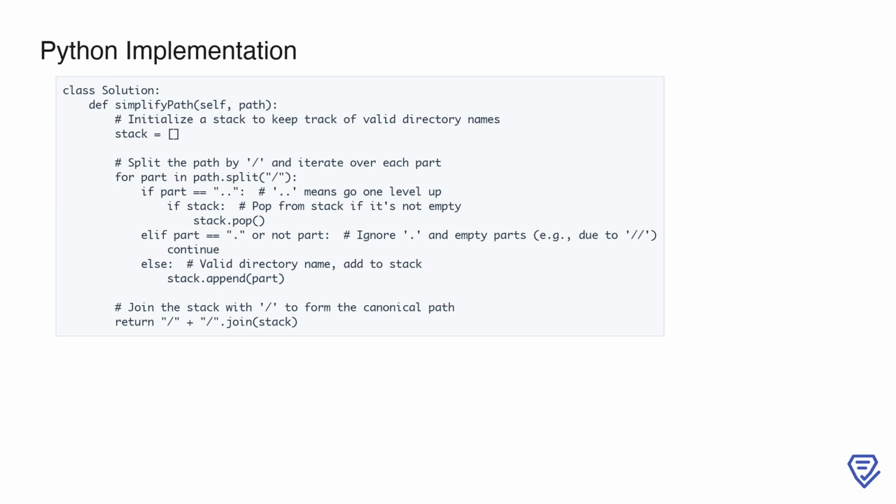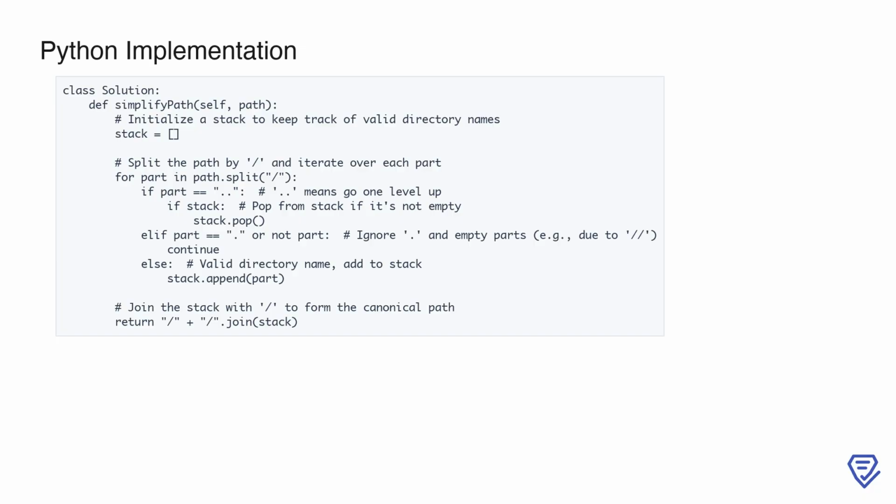2. Splitting the path. The input path is split using the / delimiter. This gives us individual components of the path, such as directory names, current directory, parent directory, or empty strings from consecutive slashes. 3. Processing each component. If the component is .., it means we need to go up one level. This is achieved by popping the top element from the stack if it's not empty. If the component is dot or an empty string, we skip it because dot refers to the current directory, and empty strings arise from redundant slashes. For valid directory names, we push them onto the stack.